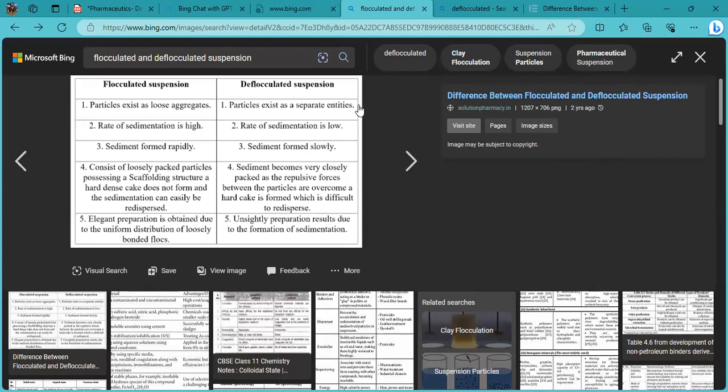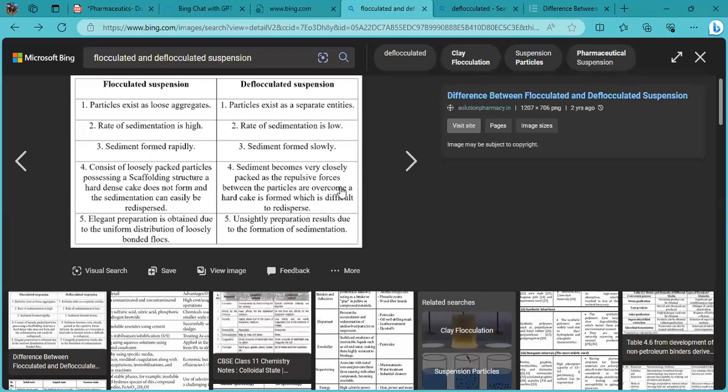The advantage of the deflocculated is that it sediments slowly. The particles exist as separate entities, and the rate of sedimentation is low, so they form sediment slowly. Meaning once you shake, it will take a long time for the particles to settle at the bottom. So it ensures uniform administration of the dose, meaning the drug is uniformly mixed throughout the solution. Since they don't sediment fast, you can pick your measuring cup or syringe, whatever you're using to measure, and you still find that they're uniformly dispersed.